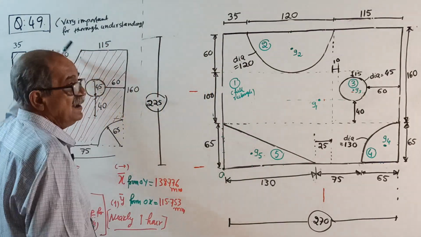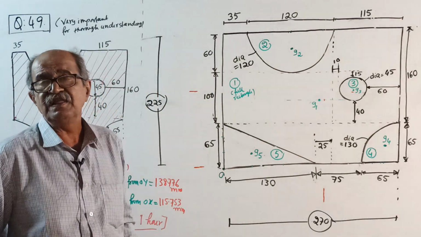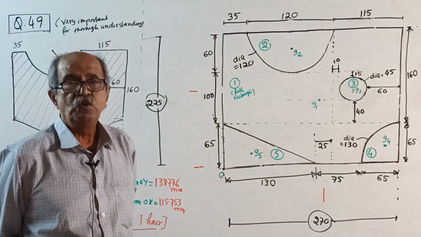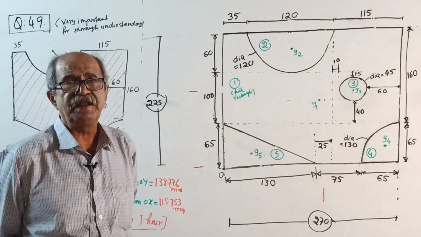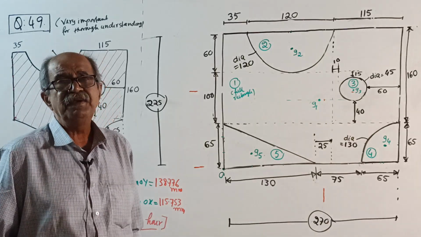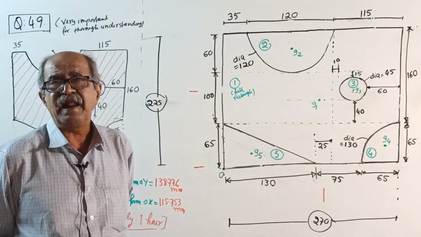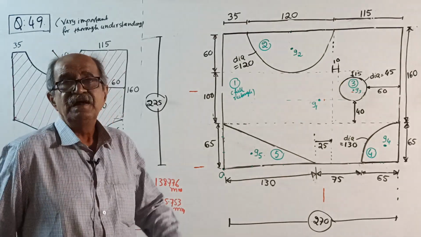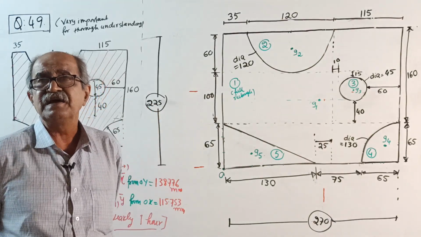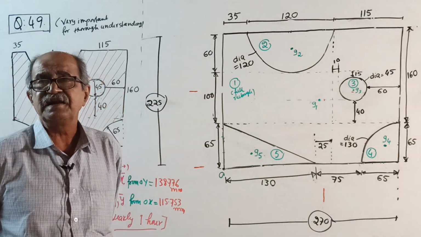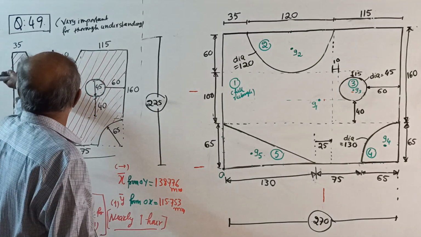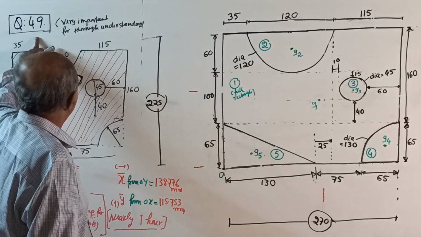Question number 49. Last few classes we considered only trapezium, 3 classes, total 10 questions. Trapezium means what you get? Rectangle and triangle or triangles. A little earlier I considered semicircles, quadrant, circle, everything. Now go further. Question 49.